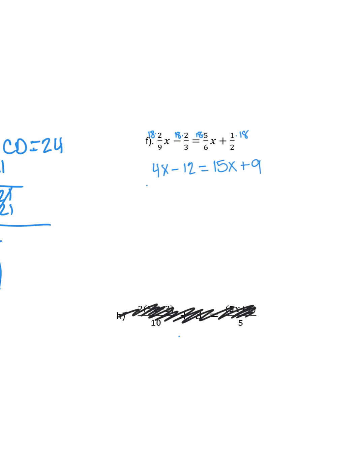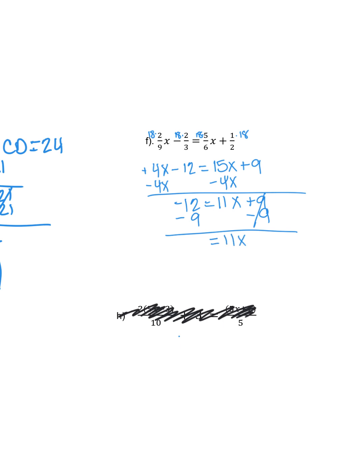Now we are going to combine our x's. Let's bring this negative 4x over. Negative 12 equals 15 minus 4, 11x. Bring down that positive 9. Now we're going to bring this positive 9 over, so we have to put negative 9. That positive 9 and negative 9 cancel. We are left with 11x. Negative 12 and negative 9 equal negative 21.